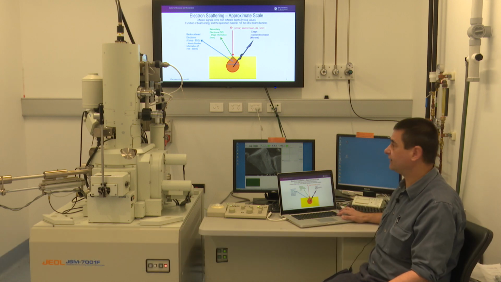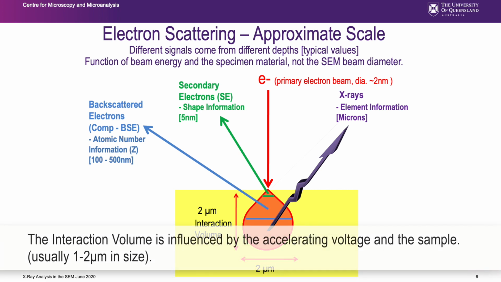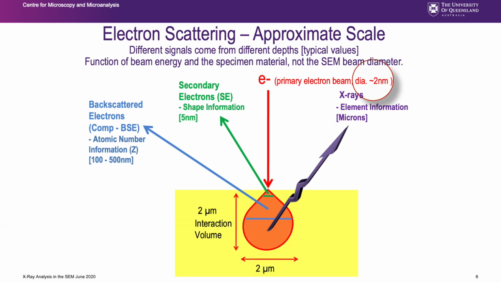And how big is the interaction volume? It depends on the accelerating voltage of the SEM, it depends on the specimen itself, but in general, we can make the assumption that it's usually 1 to 2 microns in size. This is a very important consideration. The beam itself is coming down at 2 nanometers, yet the interaction volume is 2 microns.